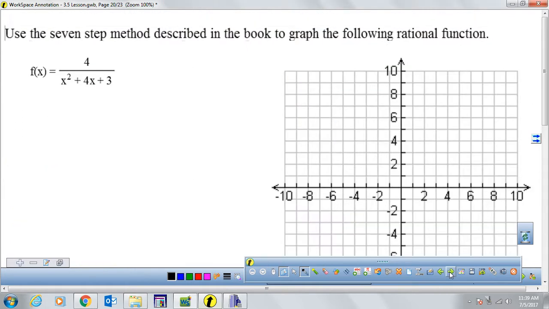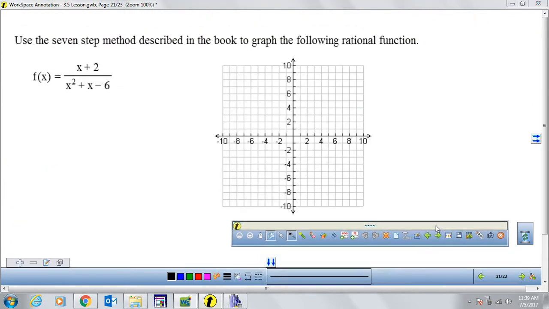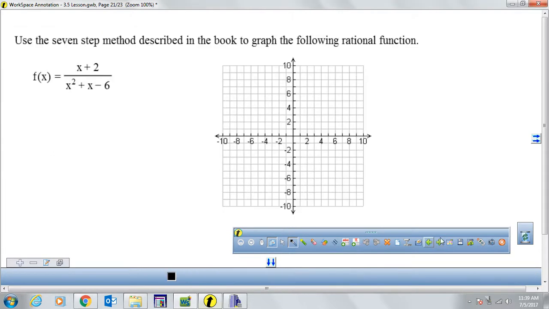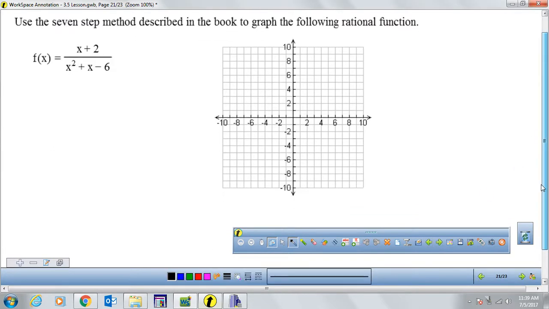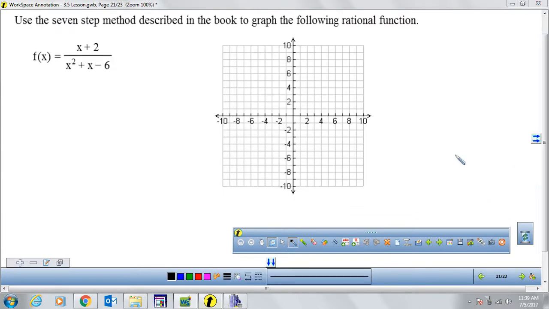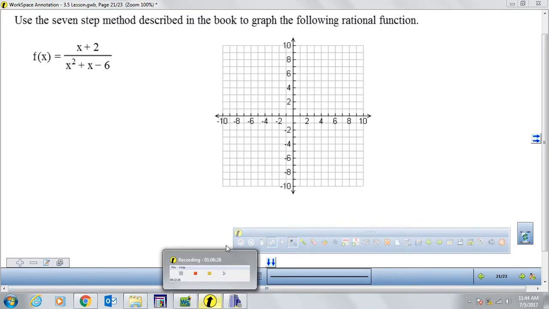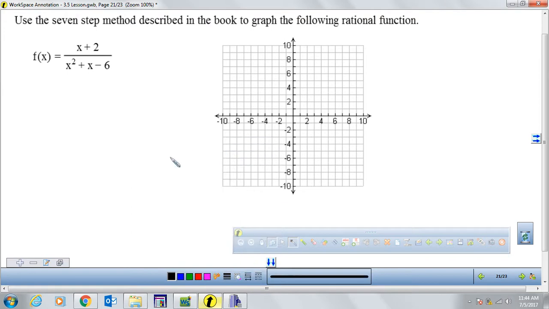Now, we are going to graph one more, and that is going to be this one. Use the 7-step method described in the book to graph the following rational function. Okay. So, number one, we need to find out if this function has any symmetry.